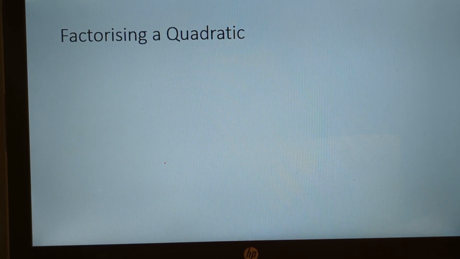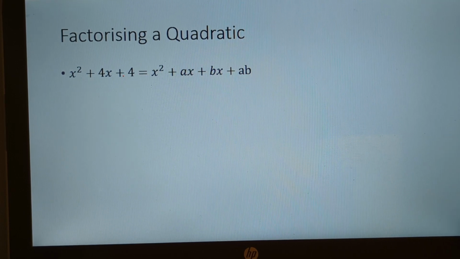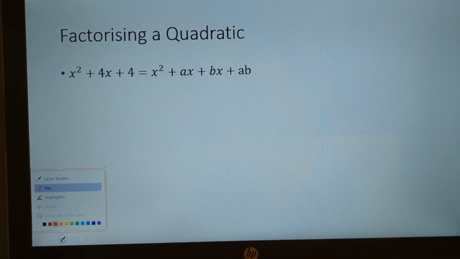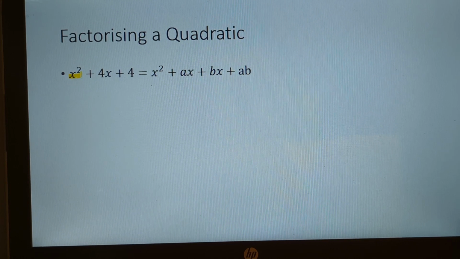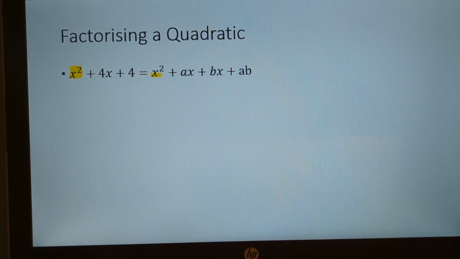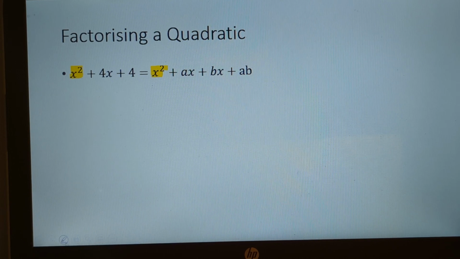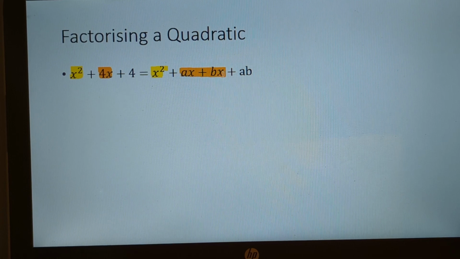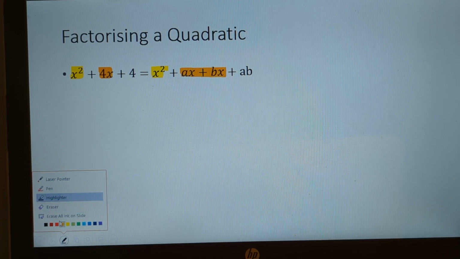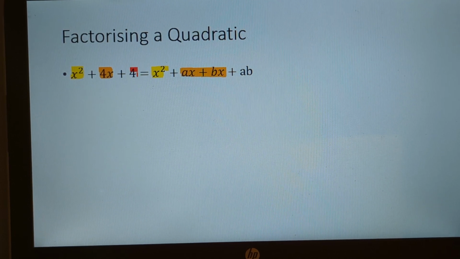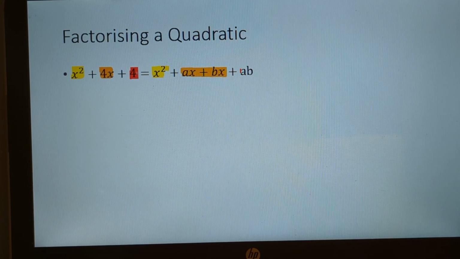So if we compare the quadratic we've just formed to the quadratic we were originally given, we can see where the similarities form. The x squared on this side matches with the x squared on this side, and then the 4x on this side also matches with the ax plus the bx on this side, and because they have the same power, you combine them together and they get the 4x, and then the 4 on this side matches with the ab on this side.